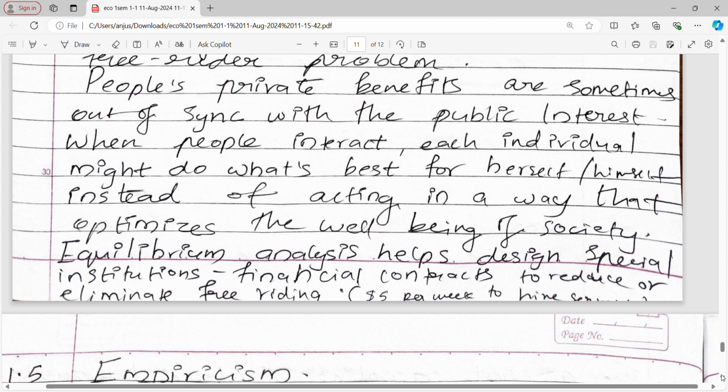Equilibrium analysis helps design special institutions and financial contracts to reduce or eliminate this free riding problem. That is, if we speak of the flat, there are 5 people. The 5 friends may each contribute, say, 100 rupees per week. So there are 500 rupees, and they can hire a servant to clean the flat. So all the flatmates have contributed equally.